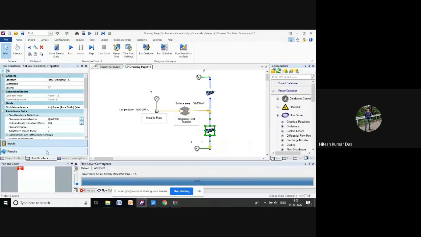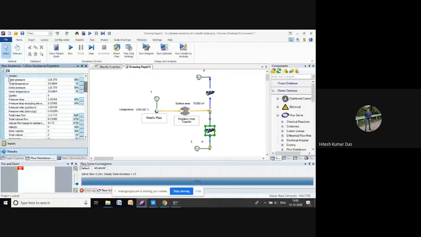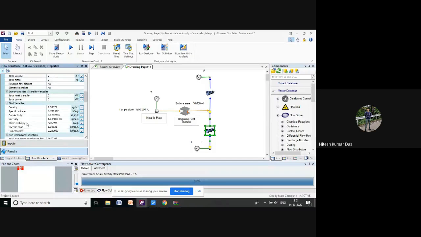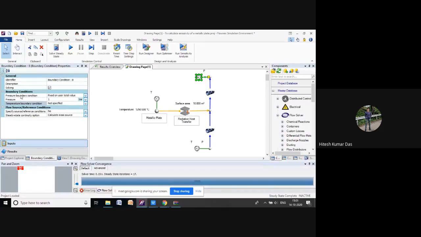All the results after simulation you can see here by clicking on the result tab. You can see results like mean pressure, total temperature, static pressure, quality, pressure drop, and all the things, velocity also. You can get all of these from the result tab. Next, the same flow resistance we have used for the flow. Next, for the outlet we have assigned pressure as 1 bar, means from 1.2 bar it will go to 1 bar.